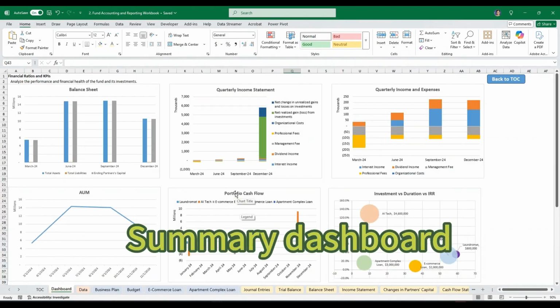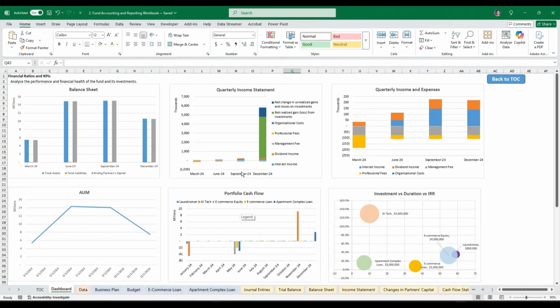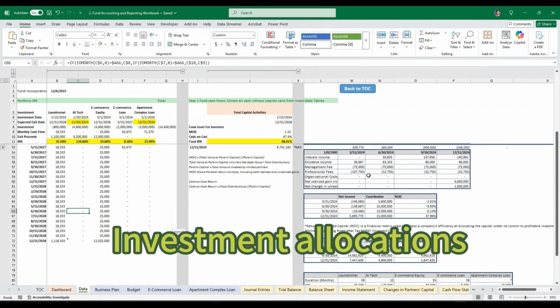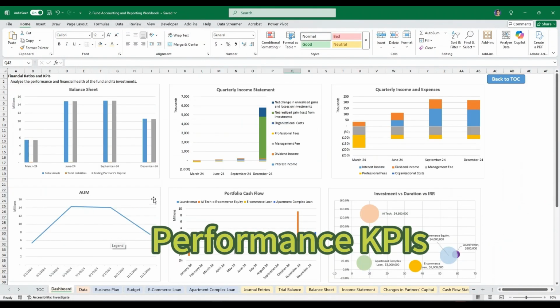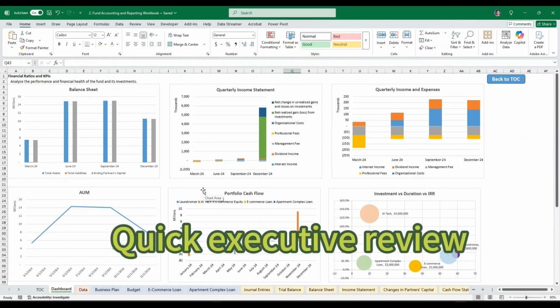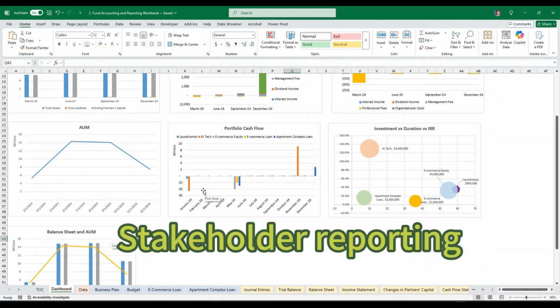Core features, summary dashboard. A centralized overview tab consolidates all fund data, including capital commitment, investment allocations, cash balances, and performance KPIs such as ROI, IRR, designed for quick executive review and stakeholder reporting.